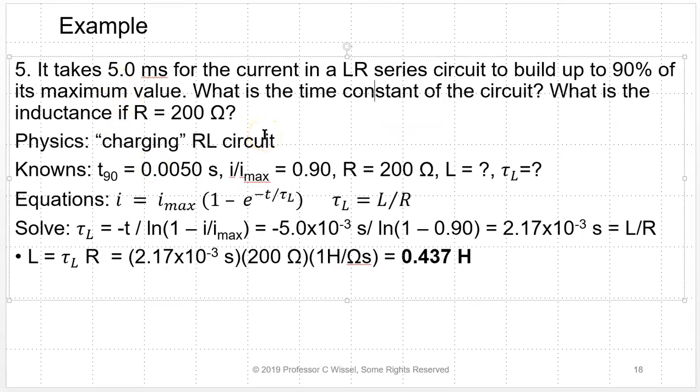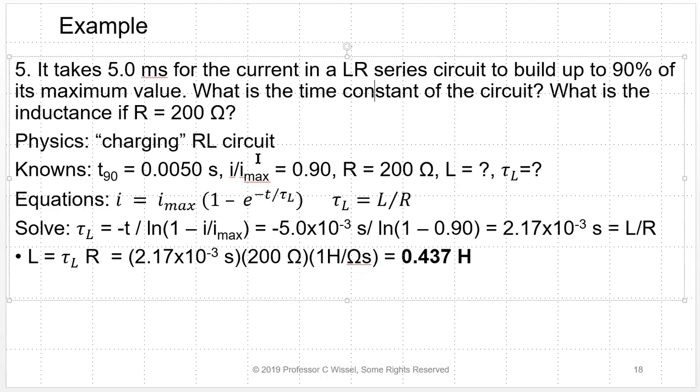It takes 5 milliseconds for the current in an LR series circuit to build to 90% of its maximum value. What is the time constant of the circuit, and what is the inductance if R equals 200 ohms? This is a charging or building up RL circuit. Time to reach 90% is 0.0050 seconds. And of course, you want to convert everything to SI. I over I max is 90% or 0.90.